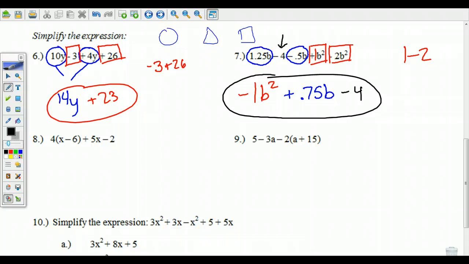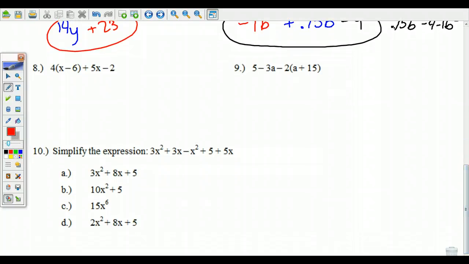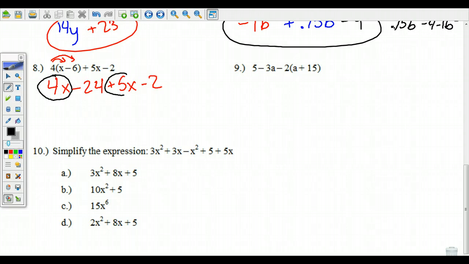And this is in descending order. You could have had it in a different order as long as the signs are right, like 0.75b minus 4 minus 1b squared. But the one in the circle is the best answer there. In numbers 8 and 9, you had to distribute first. So when we distribute, we get 4x minus 24 plus 5x minus 2. And now we combine like terms. So 4x and 5x is 9x.